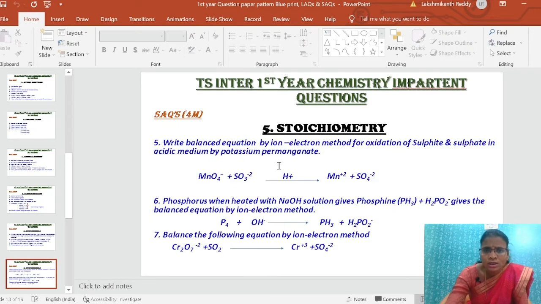Next, we need to learn balancing equations in acidic medium and basic medium. These three examples are very important. So you should practice these three examples. Okay.